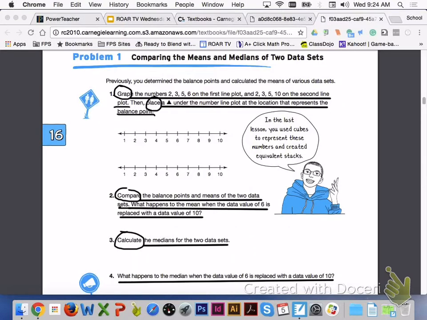Please turn to page 1082, problem 1, comparing the means and medians of two data sets. Previously, you determined the balance points and calculated the means of various data sets. Keeping that in mind, answer number 1 through 4 with your group members.